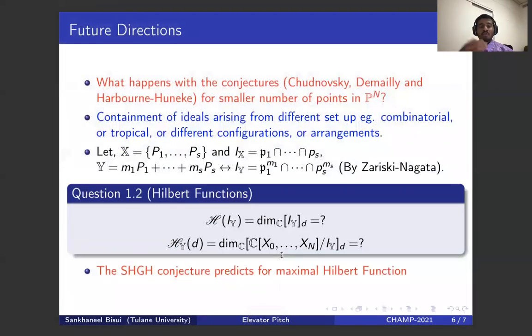Next, I would like to talk about some future directions. I am interested in the conjectures, meaning the Chudnovsky, Demailly, and Harbourne-Huneke conjectures, for a smaller number of points. I am also interested in containments of ideals coming from different setups, meaning combinatorial, maybe different arrangements. I am also interested in the study of the Hilbert functions of a fat point scheme. Lastly, I am also interested in the SHGH conjecture that predicts the maximal Hilbert function for fat point schemes.